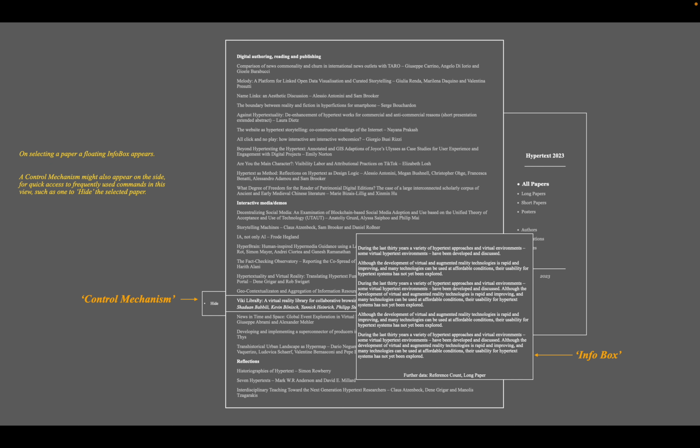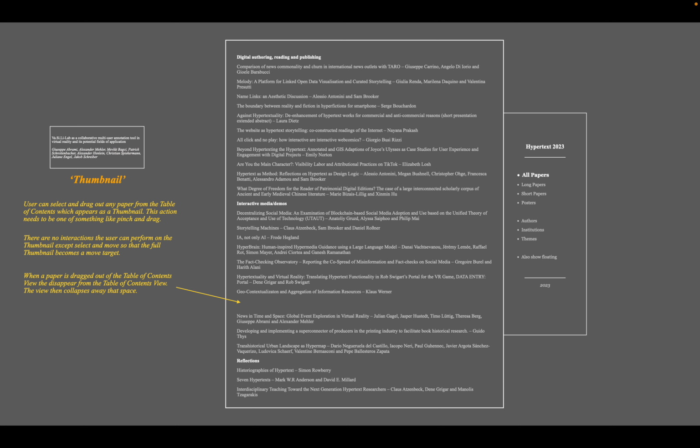On selecting a paper, a little floaty info box appears with an abstract, further metadata and so on to be determined, but it should be simple from the metadata available. Maybe a control mechanism to quickly either hide or say if something's special, at least hide, because that's what people need to do while going through their proceedings, maybe.